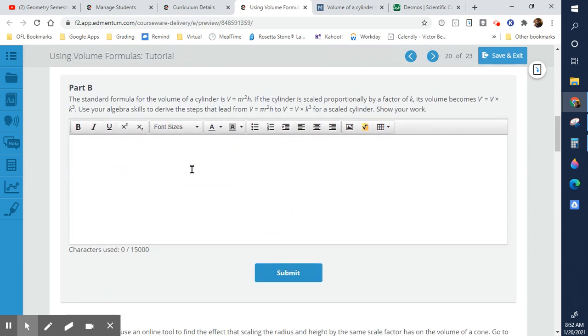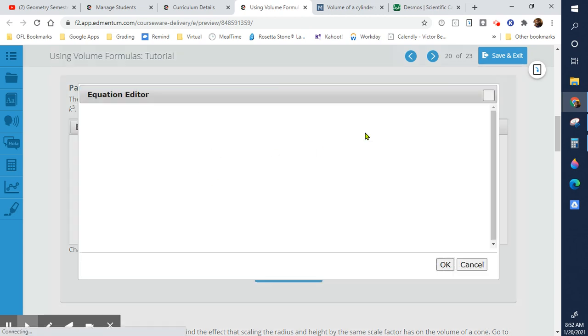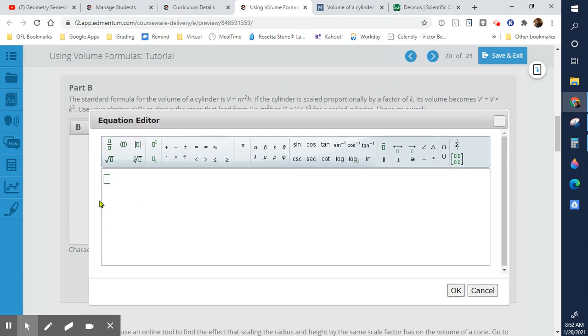The standard formula of a cylinder is this. The scaled volume is the volume times that. Use algebra skills to derive the steps that lead from that to that scaled volume. Show your work. So what we're going to do here, first, we're going to write our initial volume. So volume equals pi r squared times height.